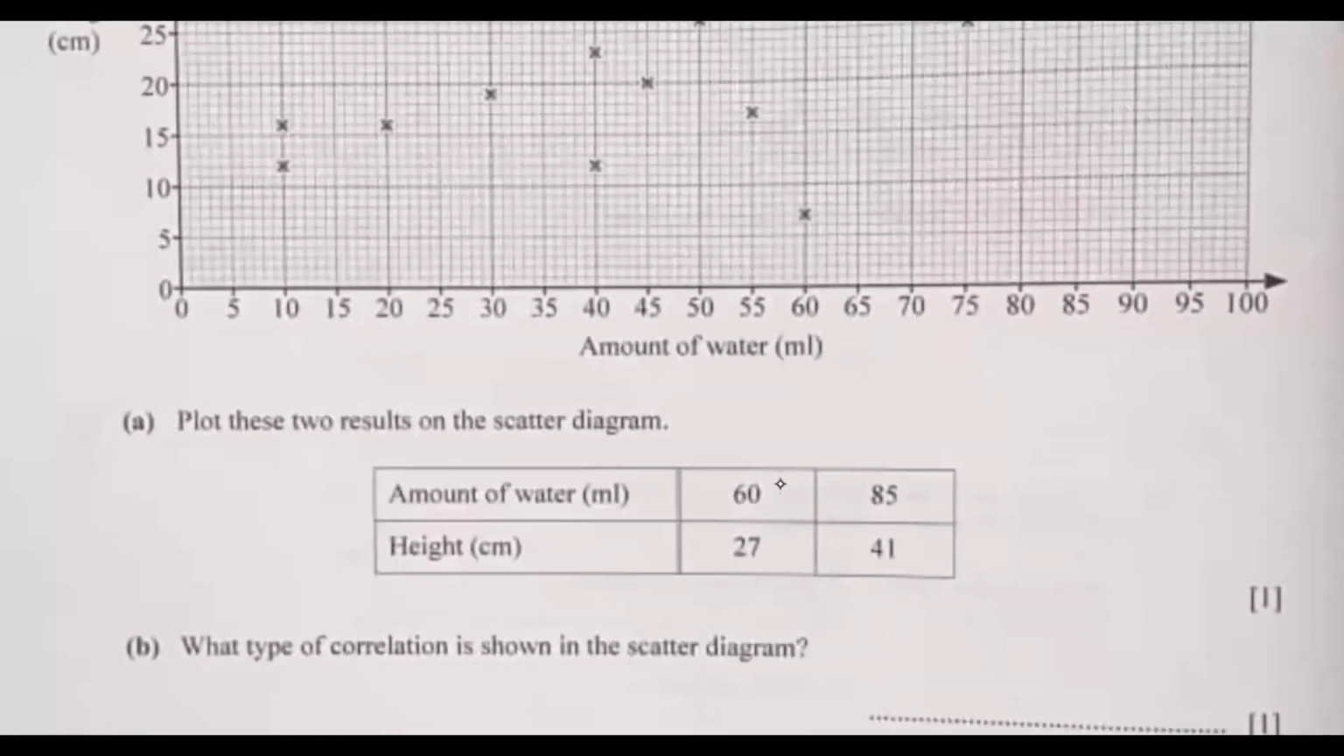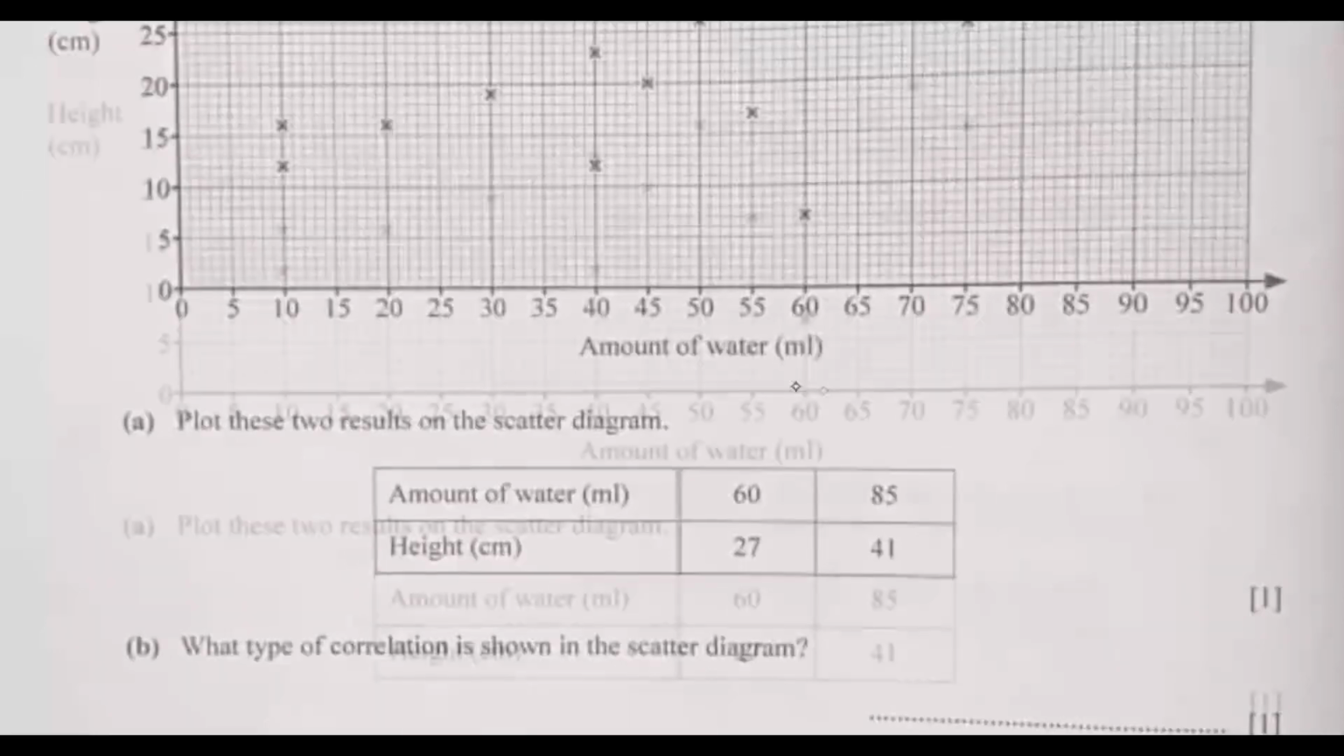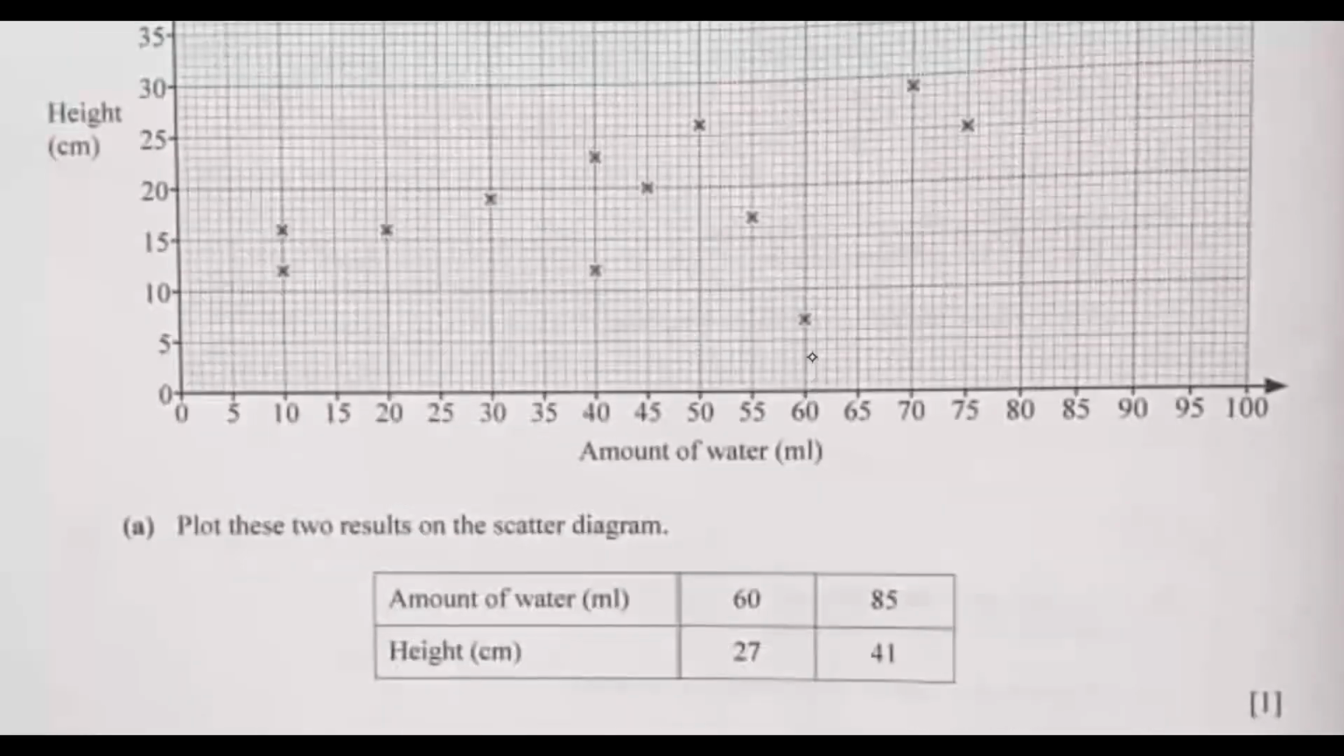So that is 60 against 27. So 60 is here. Then against the height 27. So let's go up. So this is 25. So 26 and 27. So 27 will be this point. So that's the point for 27.